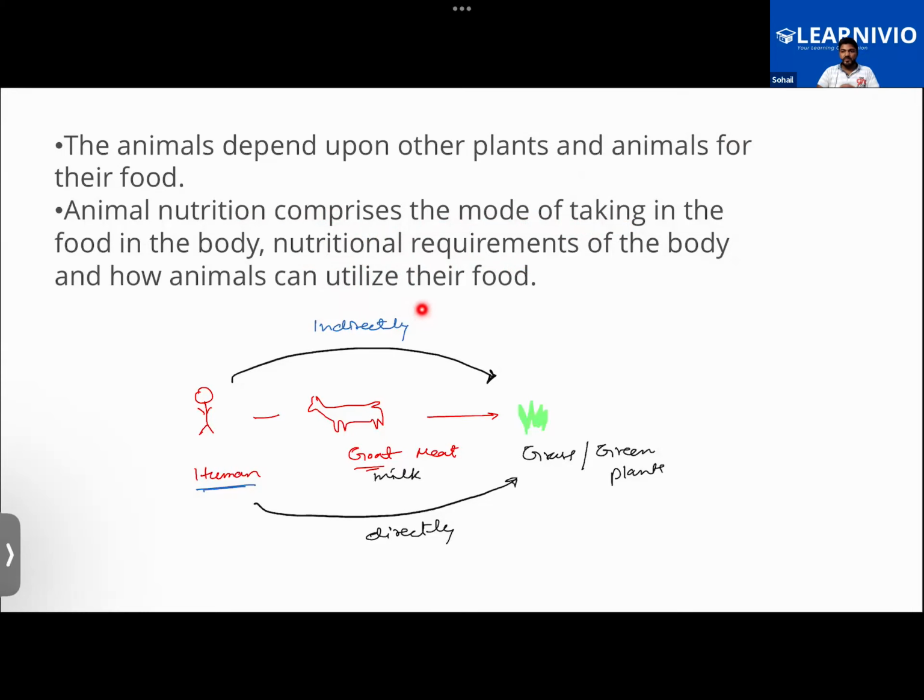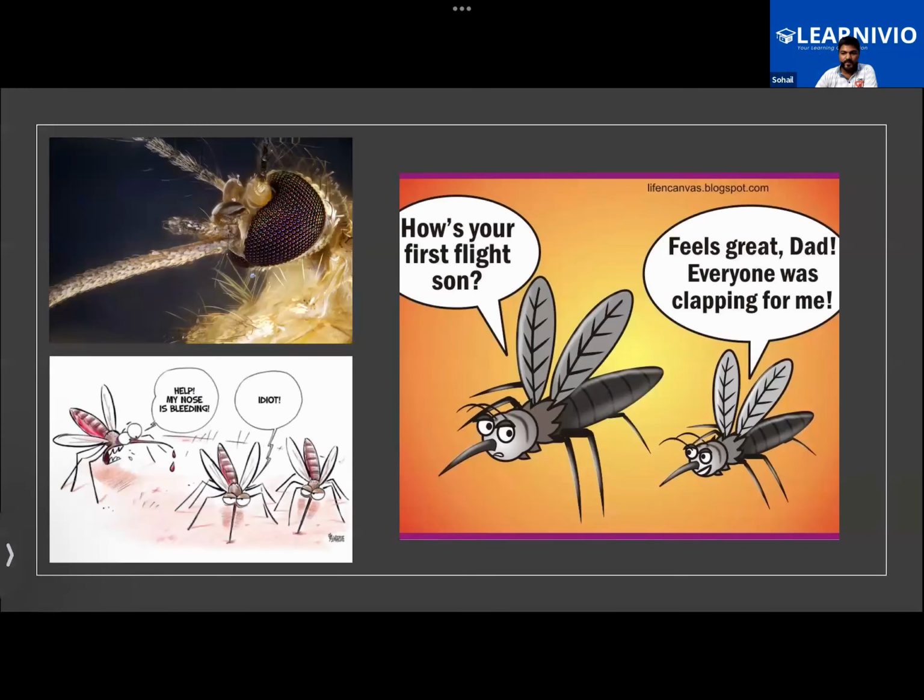Before being able to utilize that food, humans or basically all animals first have to digest it. There are different organs and different digestive juices that help in digesting the food that we are eating. That is what we are going to study. Our main focus is going to be on humans. Okay, now the digestive system of humans.